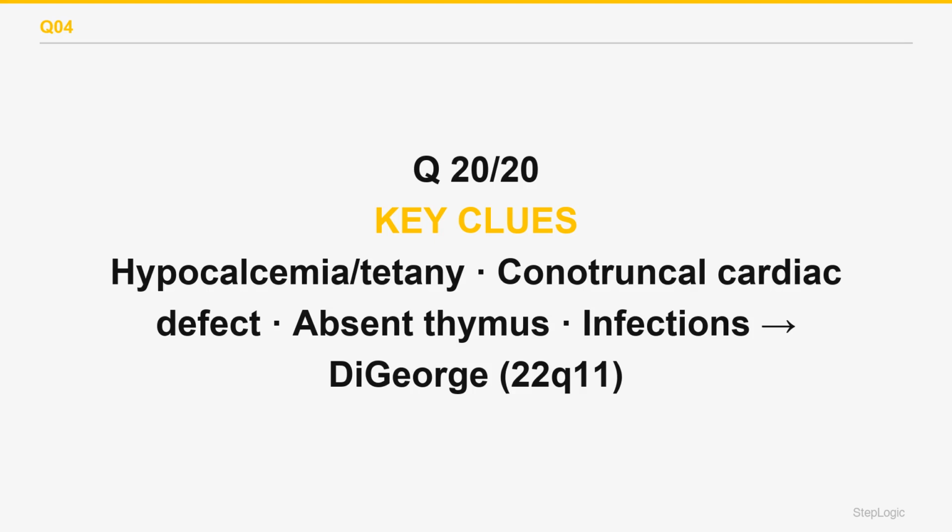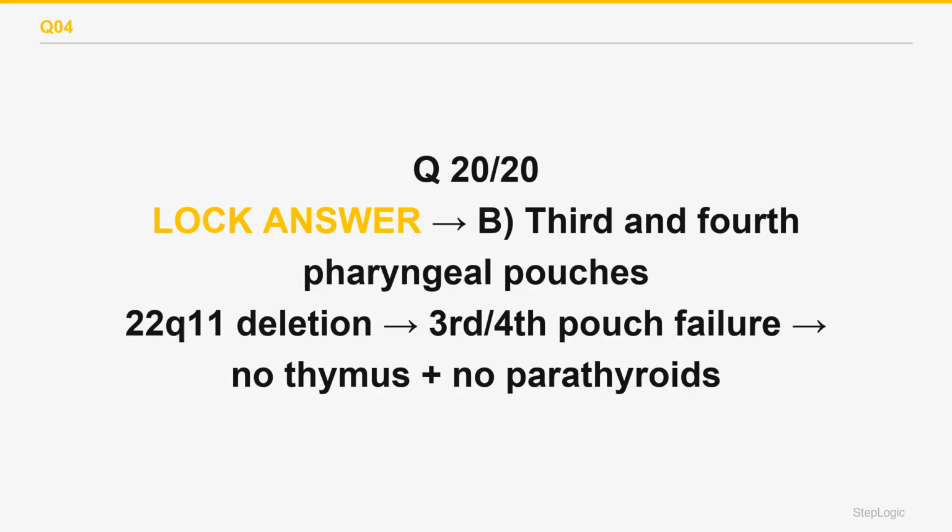Remember CATCH-22: cardiac defects, conotruncal, like tetralogy of Fallot and truncus arteriosus, abnormal facies, thymic aplasia, causing T-cell deficiency and recurrent viral and fungal infections, cleft palate, and hypocalcemia from absent parathyroids, causing tetany and seizures. The T-cell deficiency from thymic aplasia explains the susceptibility to viral and fungal infections, while the absent parathyroids explain the hypocalcemia and tetany. The conotruncal cardiac defects come from associated neural crest involvement. CATCH-22 ties it together.